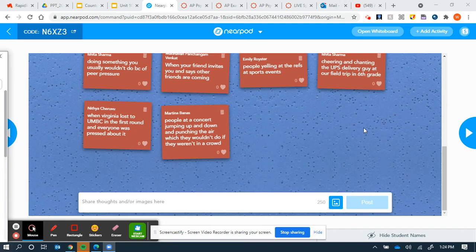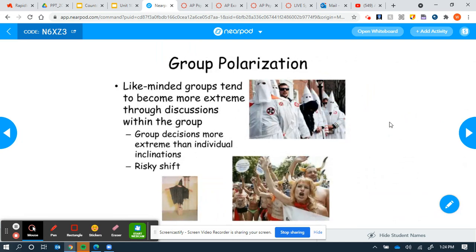Okay, people at a concert jumping up and down. Yep. When Virginia lost to UMBC, and everyone was pressed about it. Well, just again, acting differently in a group than we would on our own. All right, so de-individuation can lead to another type of group dynamic, what is called group polarization.